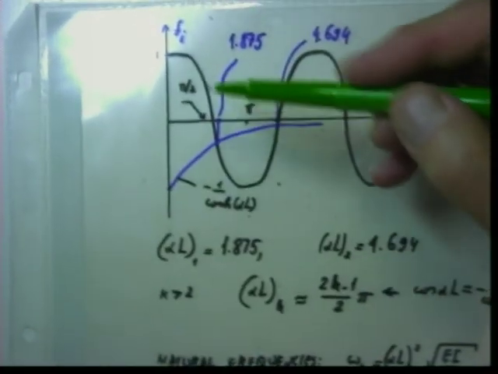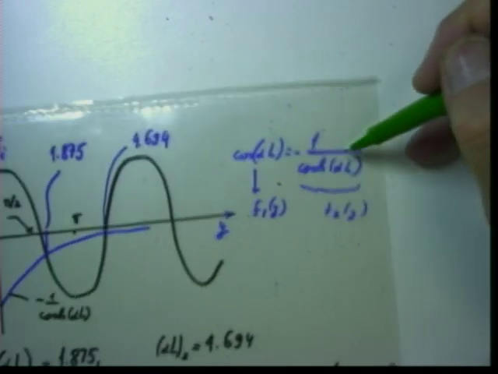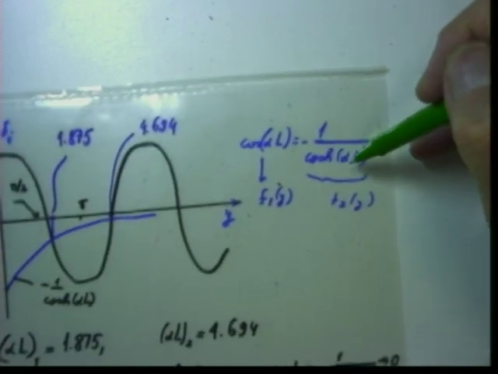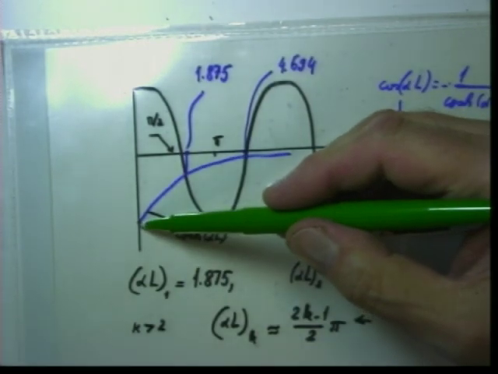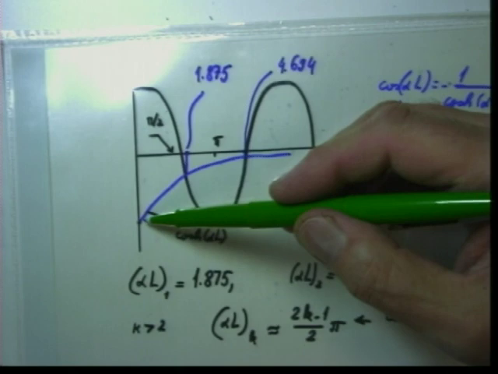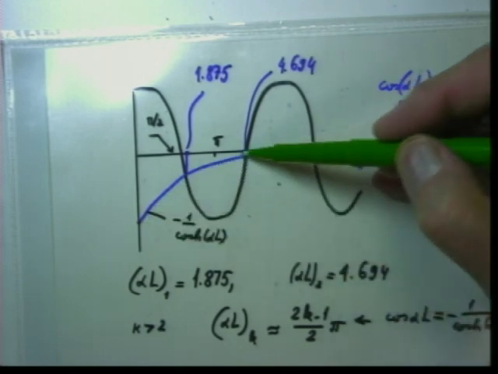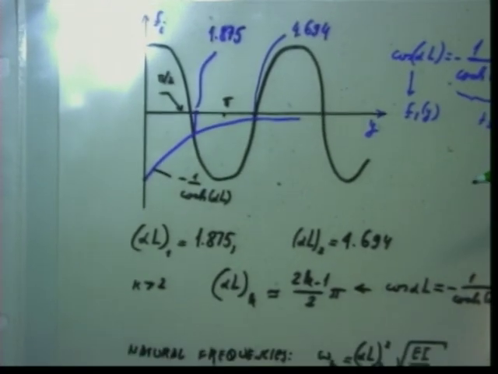So here, now this function, we need minus 1 over hyperbolic cosine alpha L. So at 0, this equals minus 1, so that is this value. Then, like hyperbolic cosine is increasing, that goes to 0. Okay?